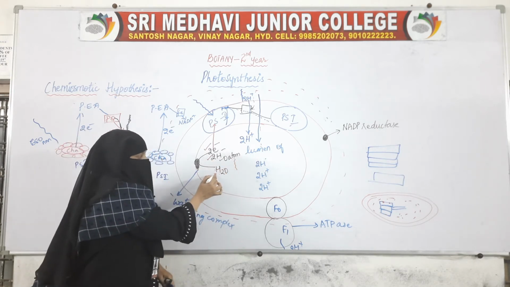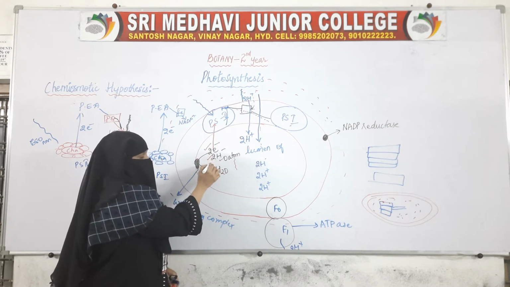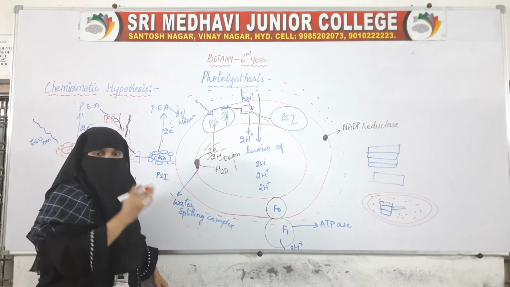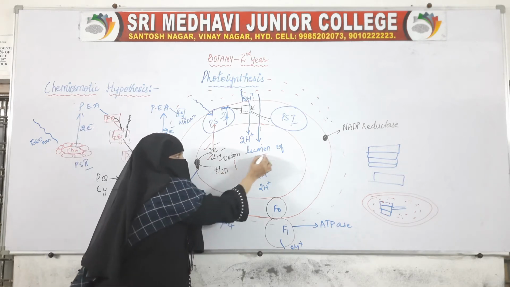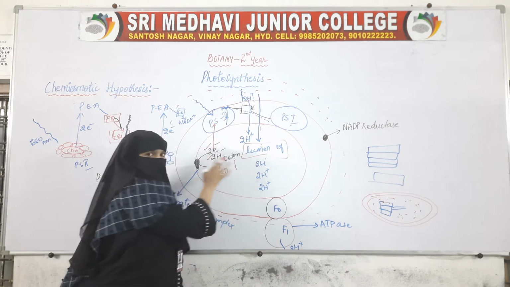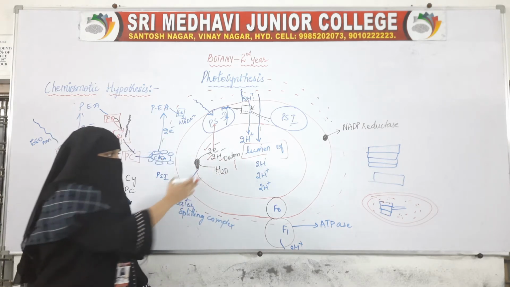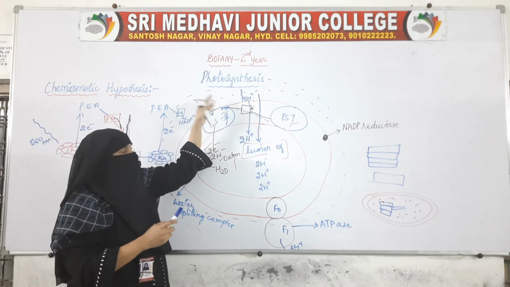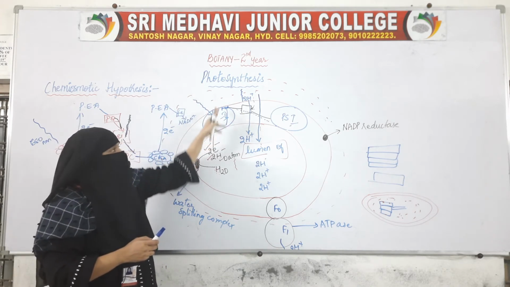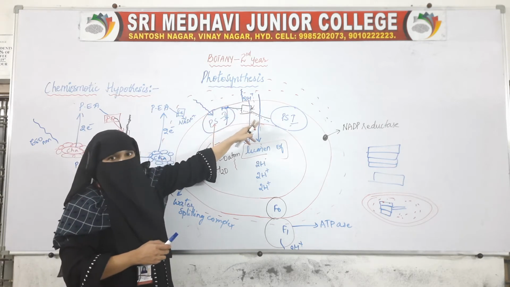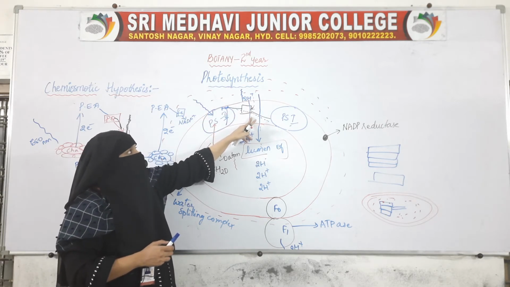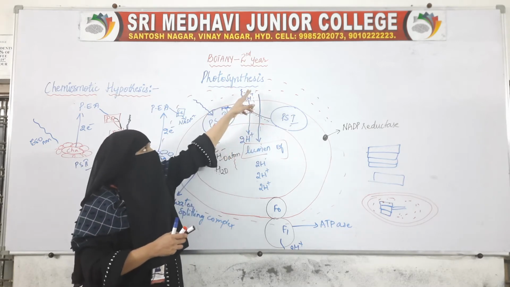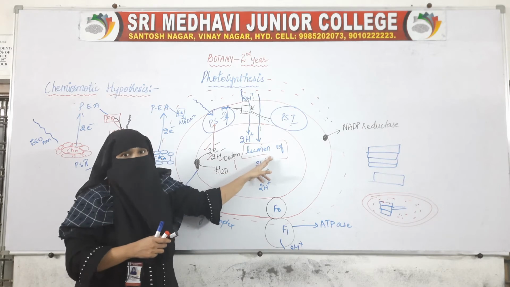When water breaks, it will be broken down into a pair of electrons, a pair of protons, and oxygen will be released. Where will it be released? Oxygen will be released in this lumen, and from there it will be released outside. So now continuous light is falling, continuous electron is ejected, continuous energy is formed, and because of this continuous energy, the cytochrome is pulling a pair of protons from the stroma into the lumen.